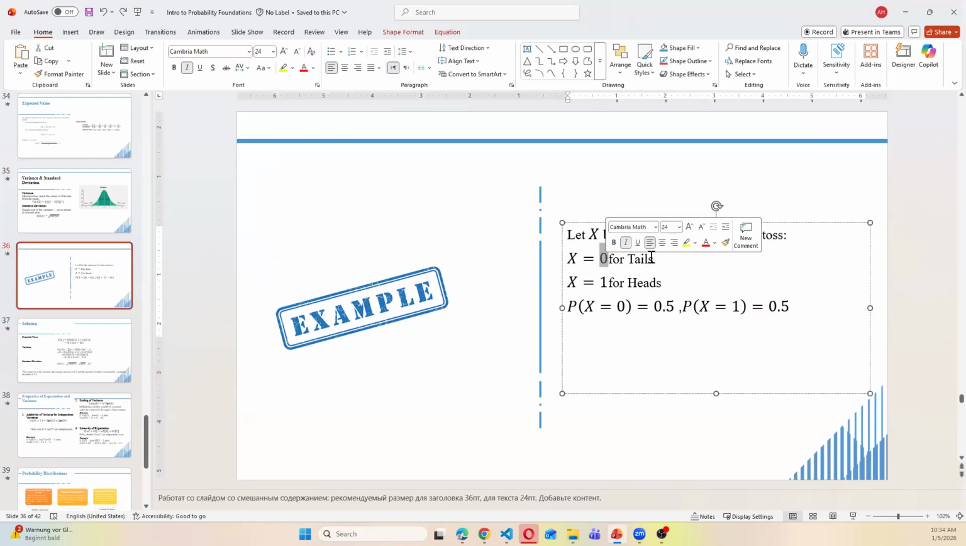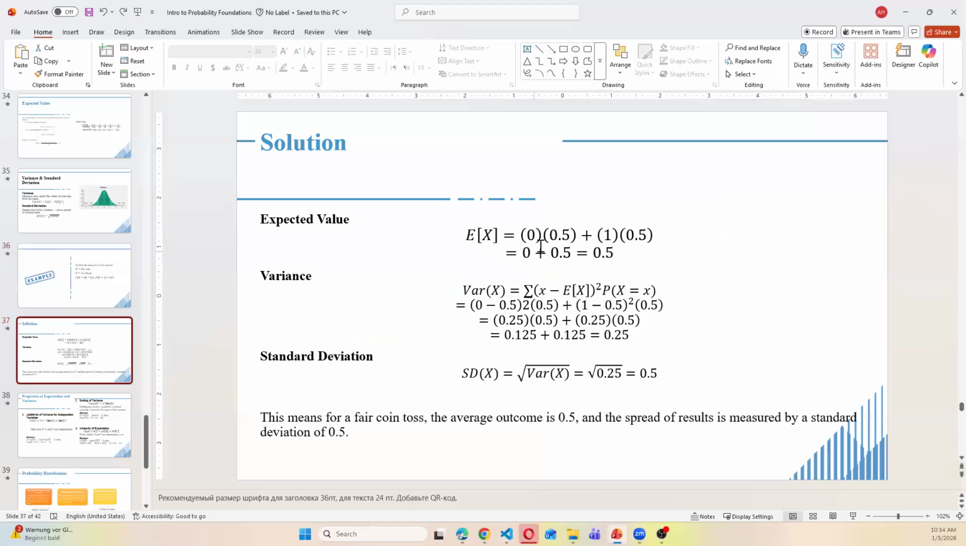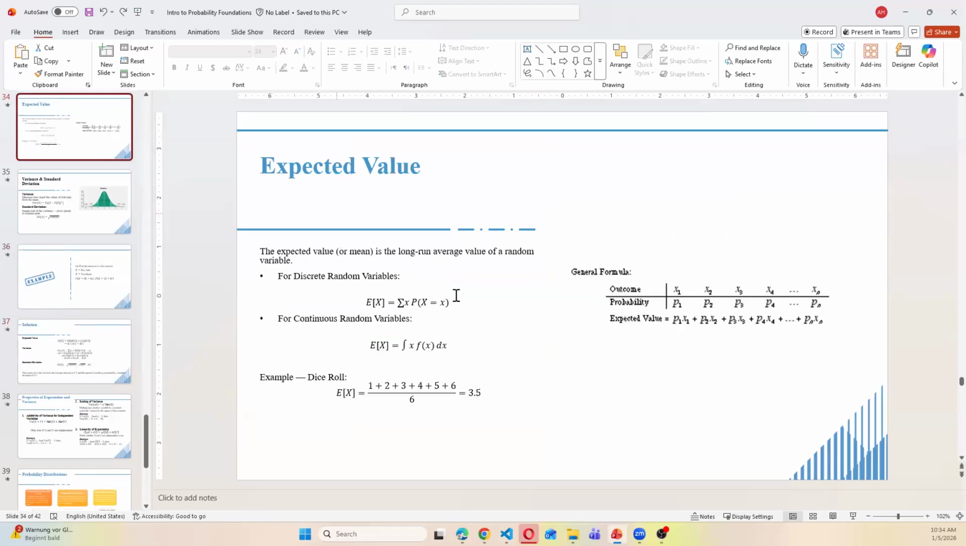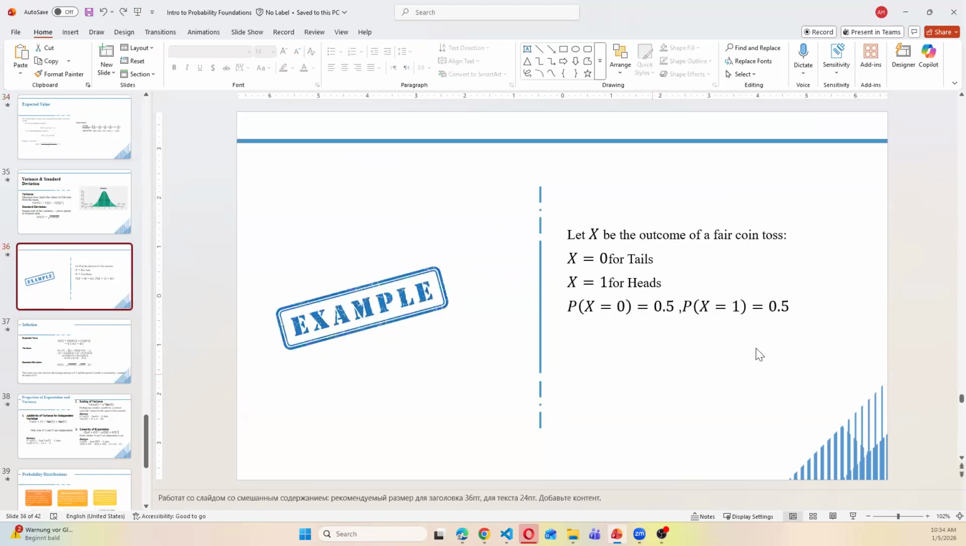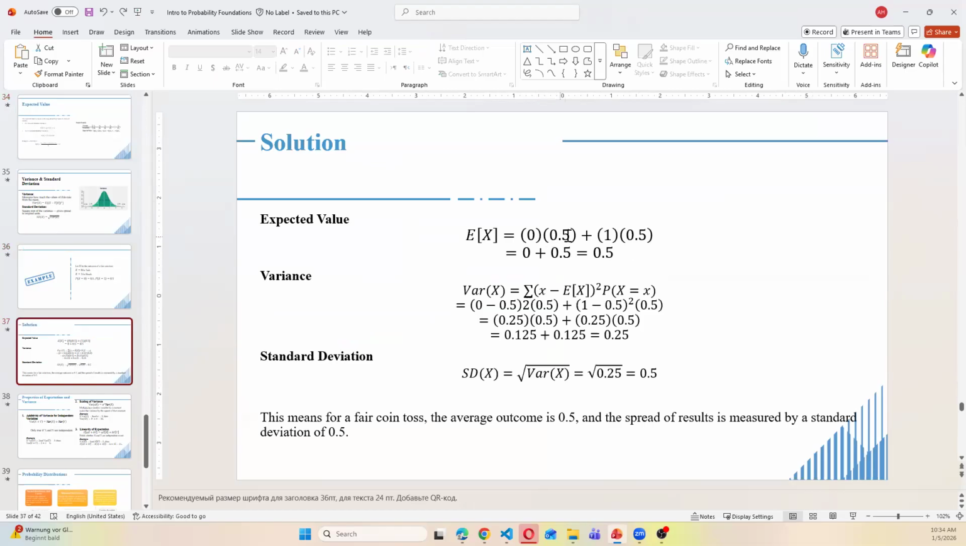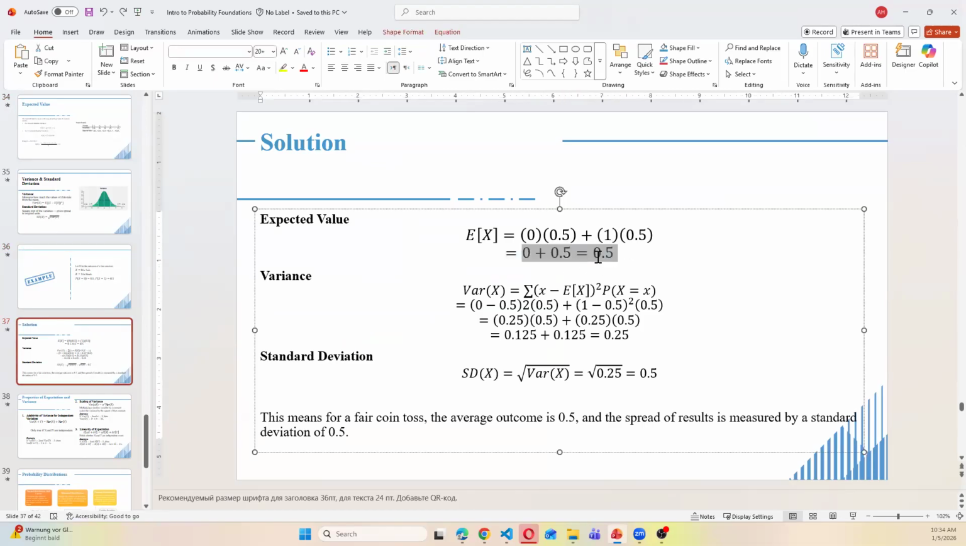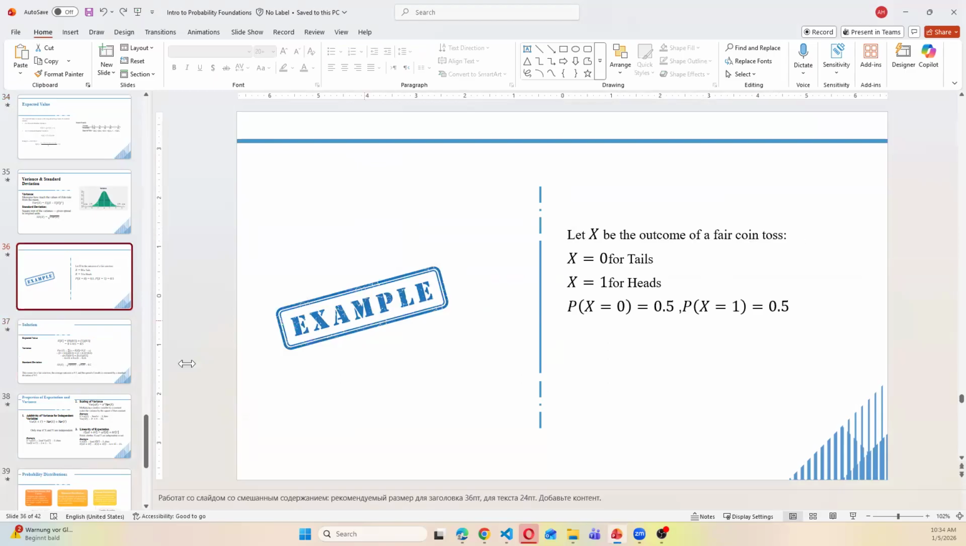Now for the expected value, 0 is for tails, so it is 0 times the probability of this one, because we will go from this formula. x is the value, 0, 1, and this is the probability of that one. The probability of this one is 0.5. So it's 0 times 0.5 plus 1 times 0.5, which is 0.5. So the expected value is 0.5 for a fair coin.